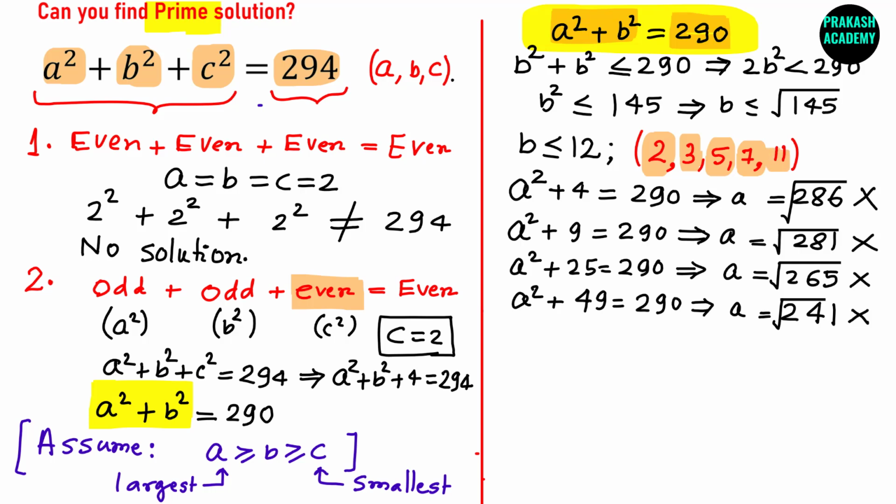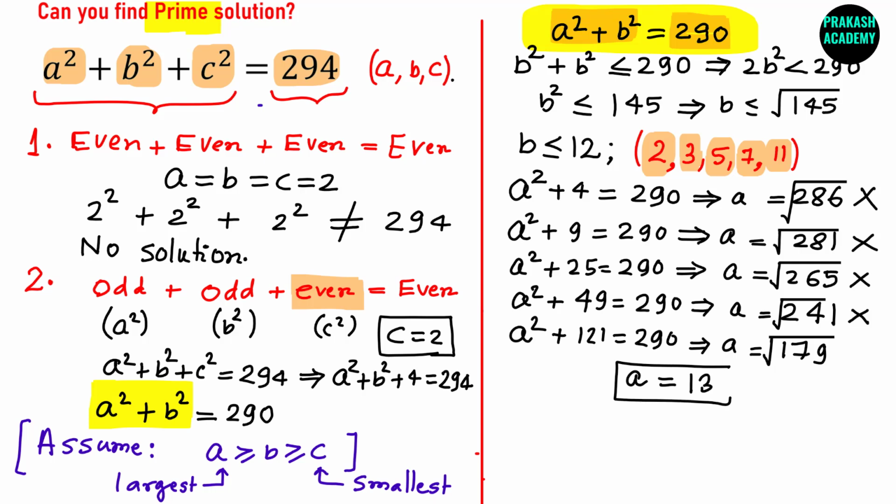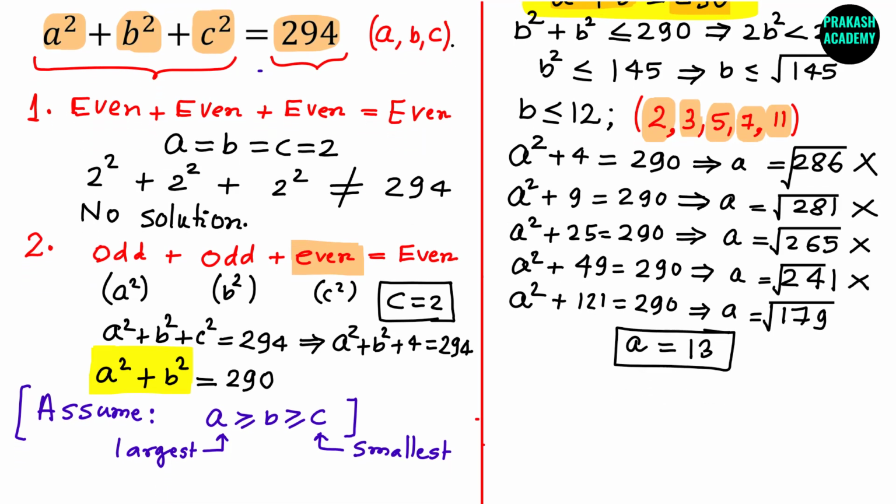So finally we have b equals 11. So a square plus 121 is equal to 290. From here you will have a square equal to 169, and this means a is equal to the square root of 169, which is basically 13. So we have a, which is a prime number. This means a is equal to 13. So we have solved for one condition.